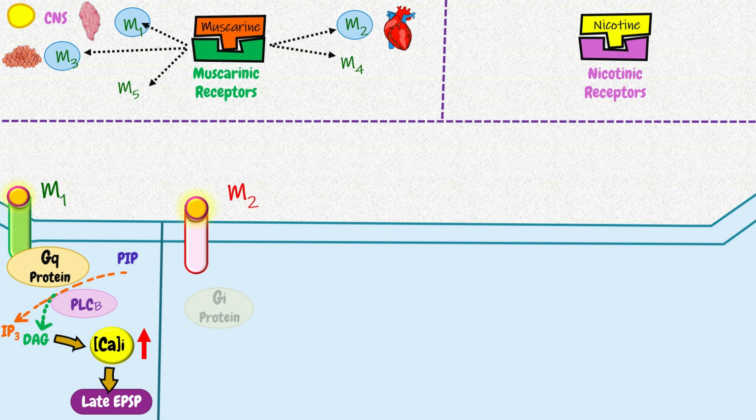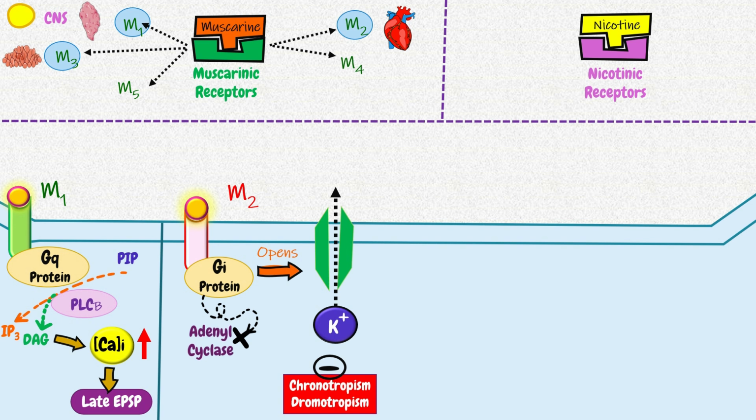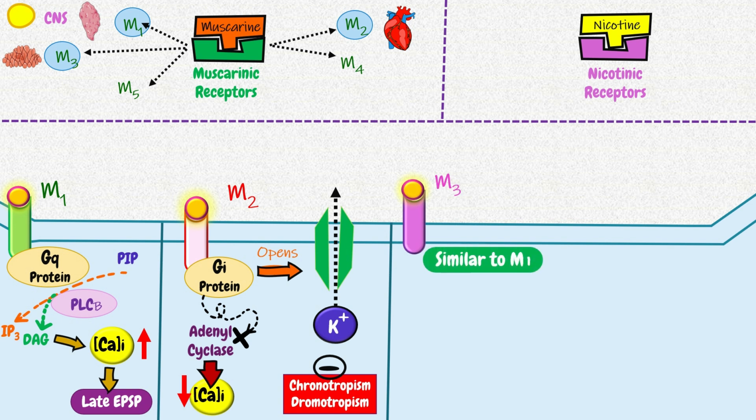In the heart, M2 functions mainly through Gi protein. The Gi protein opens specific potassium channels located mainly in the sinoatrial node, atrioventricular node, and atrial cells, thereby exerting negative chronotropic and dromotropic effects on the heart. The Gi protein also inhibits adenylyl cyclase, thereby reducing calcium influx.